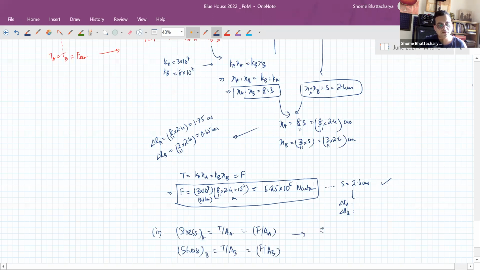And then from that, the strain. Okay, so we got these lengths delta L's over here. We'll just substitute these values. Okay.